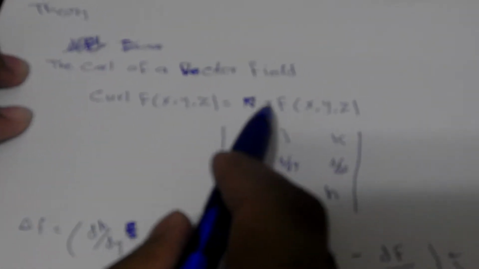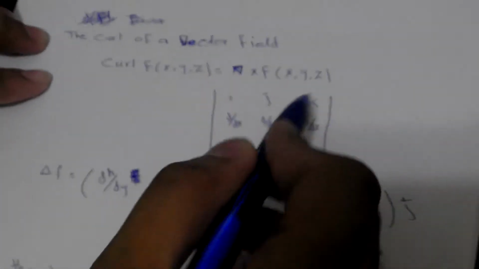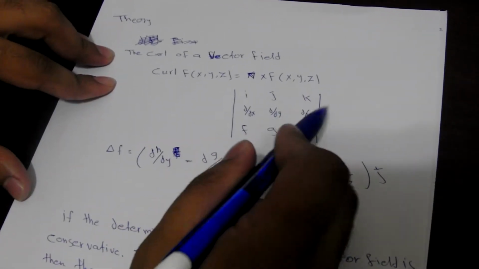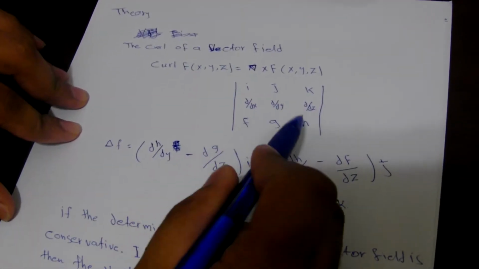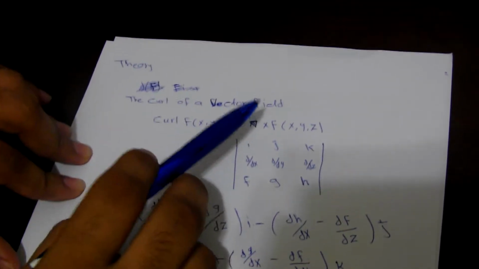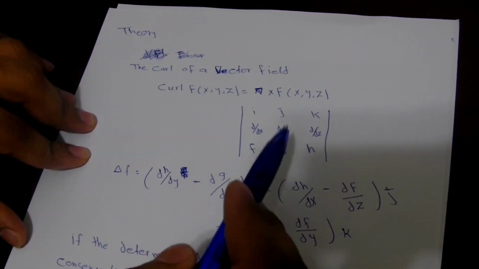curl of a vector field. The curl of a vector field is the del operator crossed with the vector field. We take the cross product, as you can see: in the first row there is i, j and k. In the second row, the partial derivative operators. The third row holds the components inside the vector field, which are F and G and H.